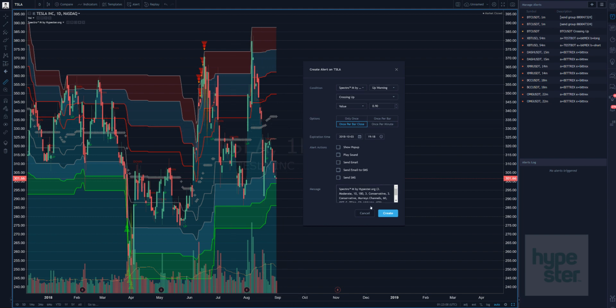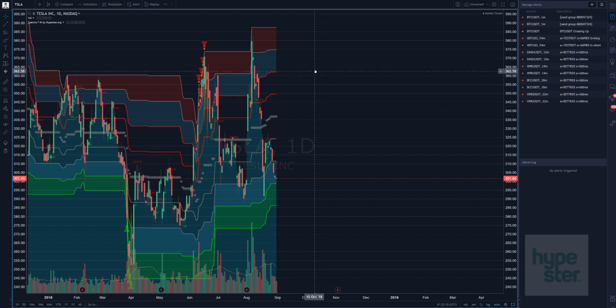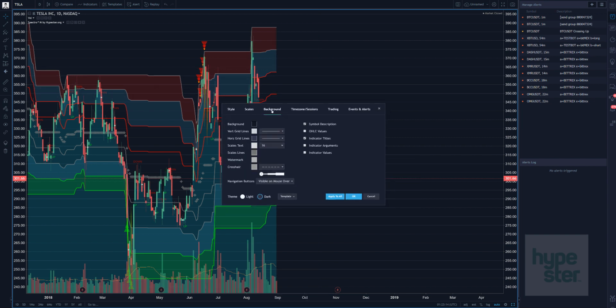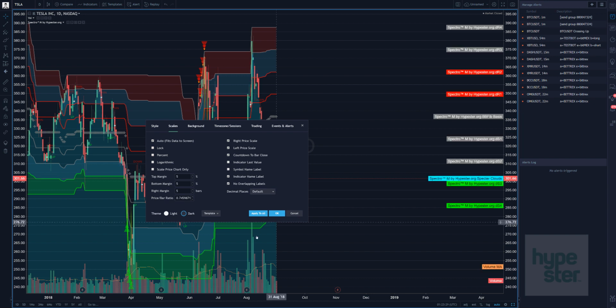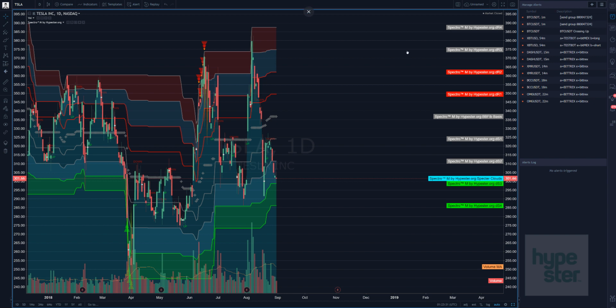So in order for you to know what support level is what, there's a trick. You go here to settings, and if you go to backgrounds, you click here indicator values, arguments, and so on. Okay, it's scales, I apologize. You click scales, and then you click here indicator name label. There you go. So it shows you exactly what line is what.